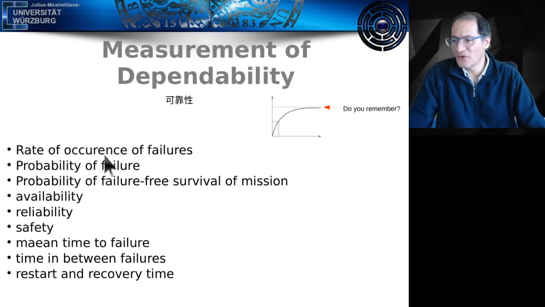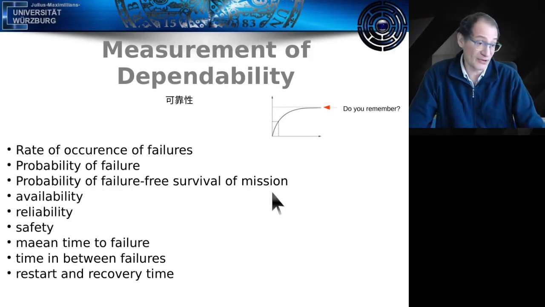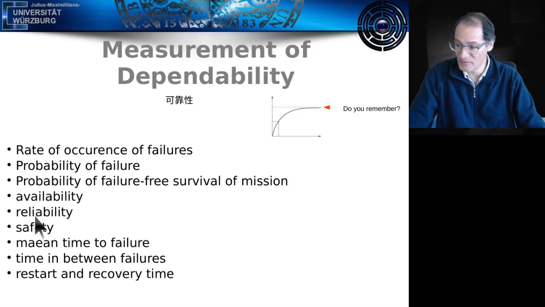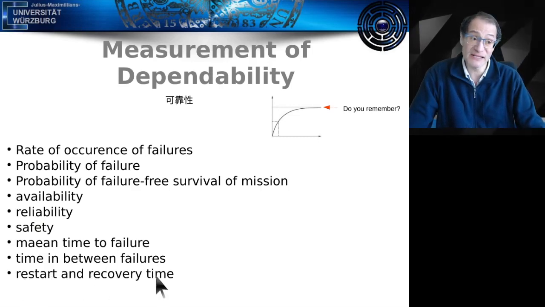Okay, then let's summarize the values which we have seen. The rate of occurrence of failure, the probability of failure, the probability of failure-free survival of the mission, the availability as probability, the reliability as probability, what is safety, the mean time to failures, time between failures, and restart and recovery time. Okay, this is what we have seen up to now.